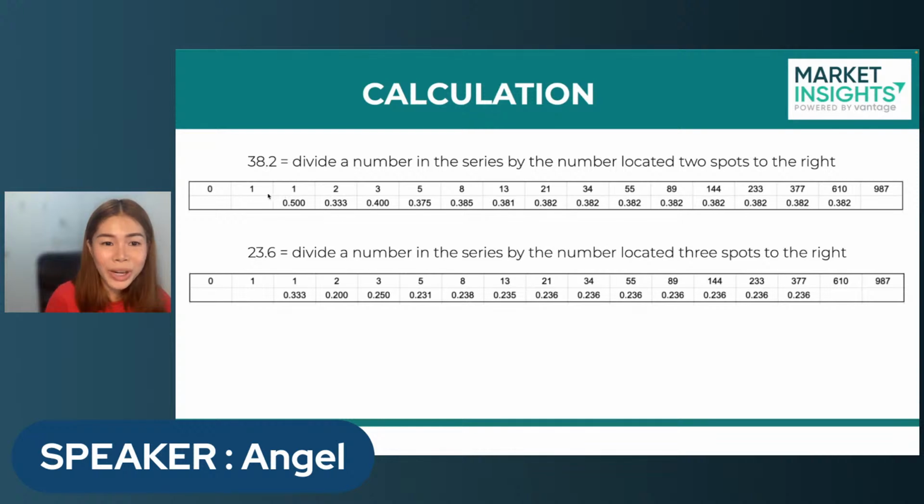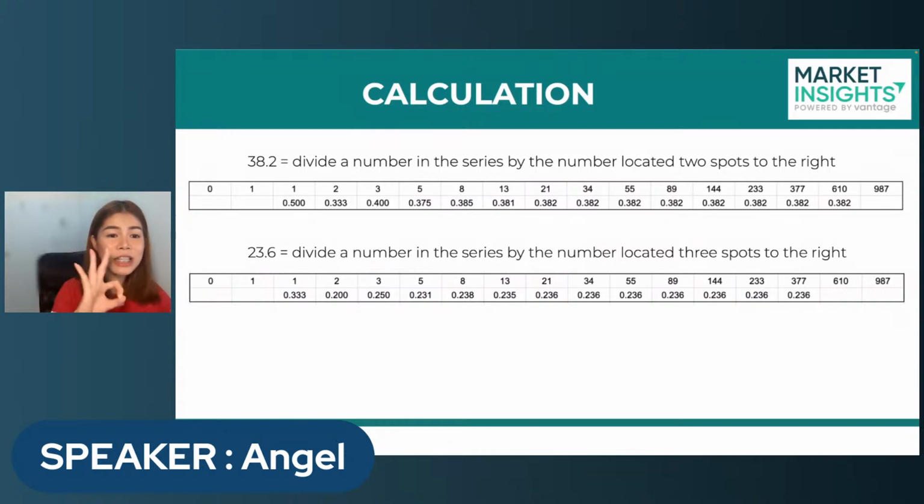So 38.2 comes from the number located 2 spots to the right. So 1 divided by 2 is equal to 0.5. 1 divided by 3 is equal to 0.33. The first few numbers, just like the previous examples, are not consistent. But here, we're going to get consistently 13 divided by 34. From there on, we're going to get consistently 0.382.